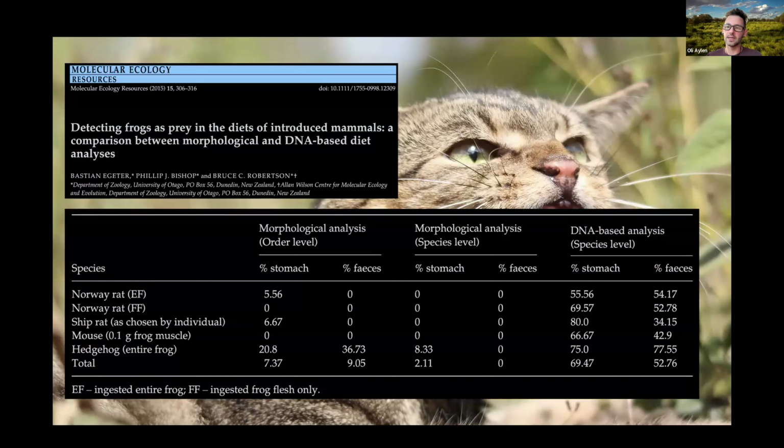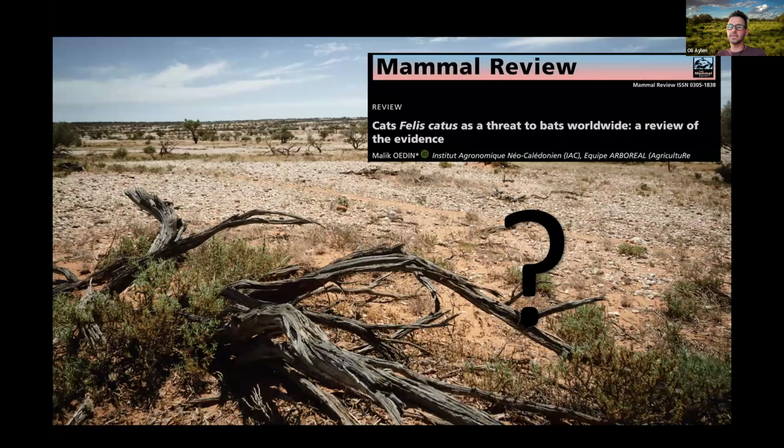This is actually my master's supervisor, Professor Phil Bishop. Him and some colleagues did some work detecting frogs as prey in feral cats. And what they found is that they actually intentionally fed the frogs to different predators. And then they assessed whether they were detecting it when they just killed the animal and had a look in the stomach. Was there any evidence of the frogs? But then they also used DNA methods, both on the feces and the stomach contents itself. And they found that the greatest evidence came from analyzing the stomach contents with DNA analysis. So I did the same thing with cats. So we had over, I think, 62 cats that we tested.